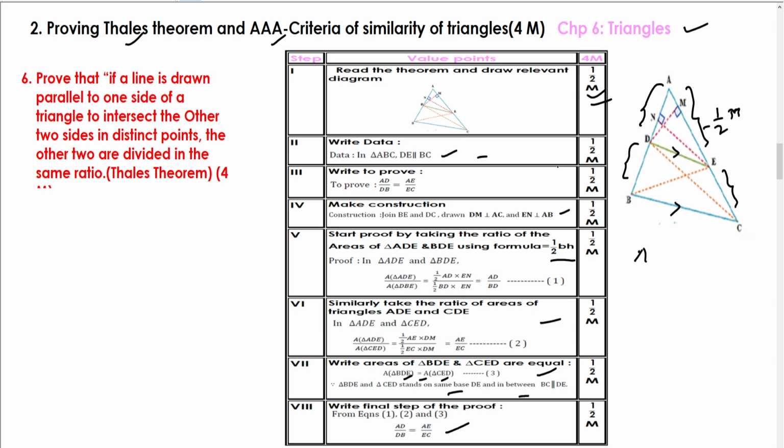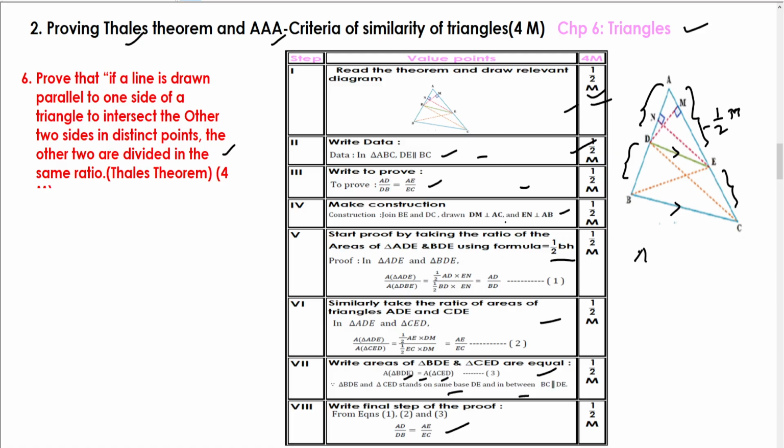Then write the data. What is the data? In triangle ABC, DE is parallel to BC. If you write this much, you will get a half mark. See how the marks are distributed. Then you must know what to prove. They divide in the same ratio means D is cutting AB and E is on AC, and they divide proportionally, which means AD upon DB is equal to AE upon EC is to be proved according to the statement of the theorem. For writing this, you will get half a mark.